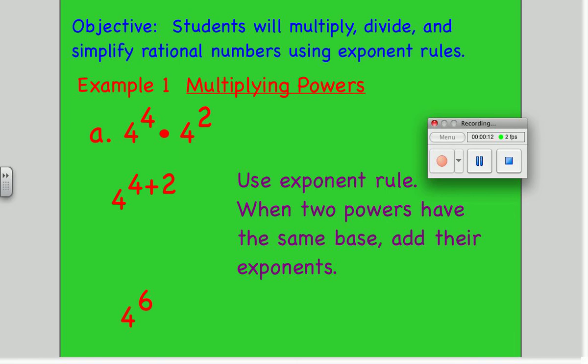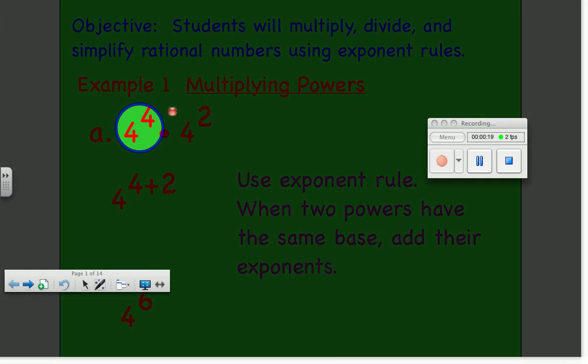So, 4 to the 4th power. If we're looking at 4 to the 4th power, what does that mean? This means 4 times 4 times 4 times 4. So the exponent, the number at the top here, tells you how many times you multiply the base. And this is the base, the 4. So this 4 is the base, this 4 is the exponent. The base is the number you multiply. The exponent tells you how many times to multiply it.